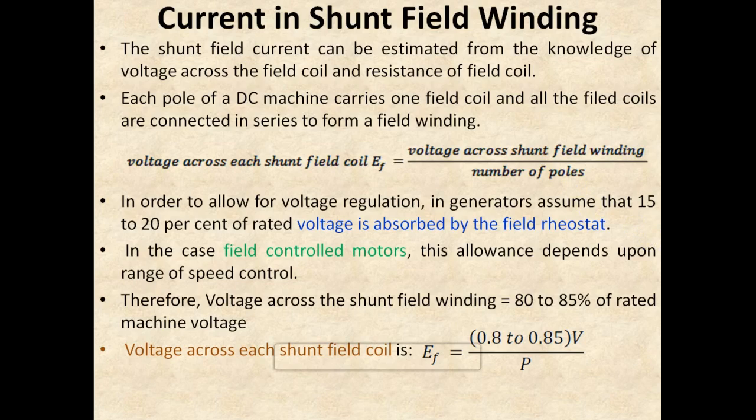But this voltage across the shunt field winding will not be the same as the terminal voltage under loaded condition. This is due to the drop occurring in armature resistance, brush drop and armature reaction. So considering these effects of the drop, the voltage across the shunt field winding is usually taken as 80 to 85% of the rated terminal voltage. Hence this relation can be modified as 0.8 to 0.85 times V divided by P.